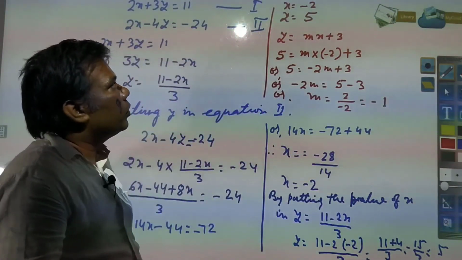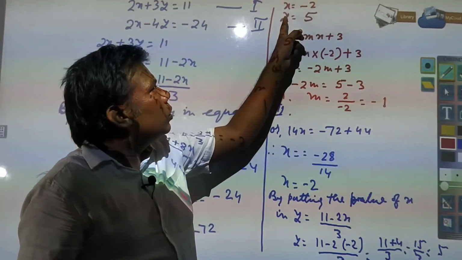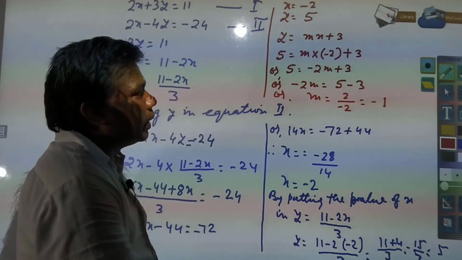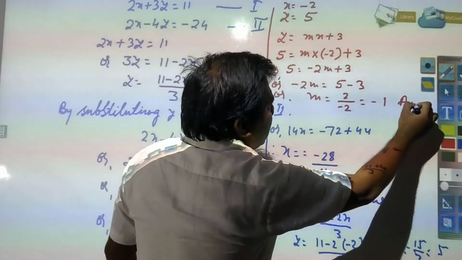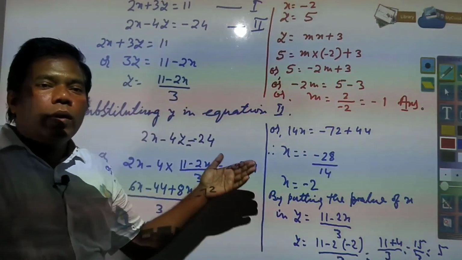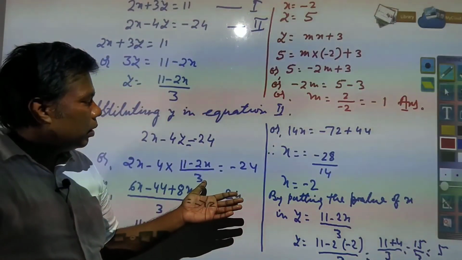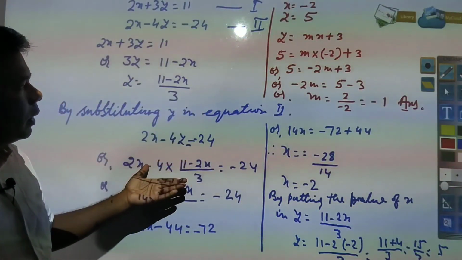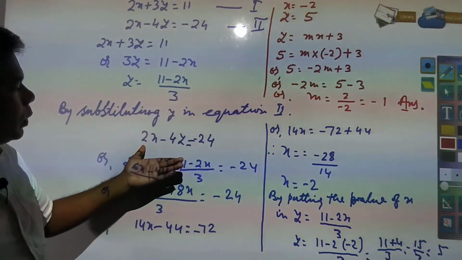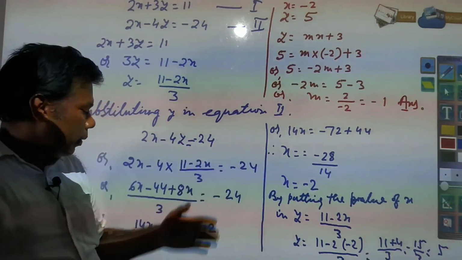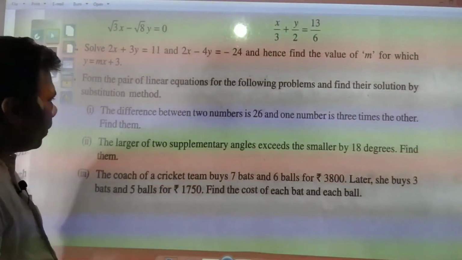So 3 answers you have got. x is equal to minus 2, y is equal to 5, and m is equal to minus 1, and this is your answer. So you are saying, I think in each and every question the same method is being applied, the same rule is being applied. Only one thing you need to know, how to simplify. If simplification you will know, each and every question you will be able to solve.